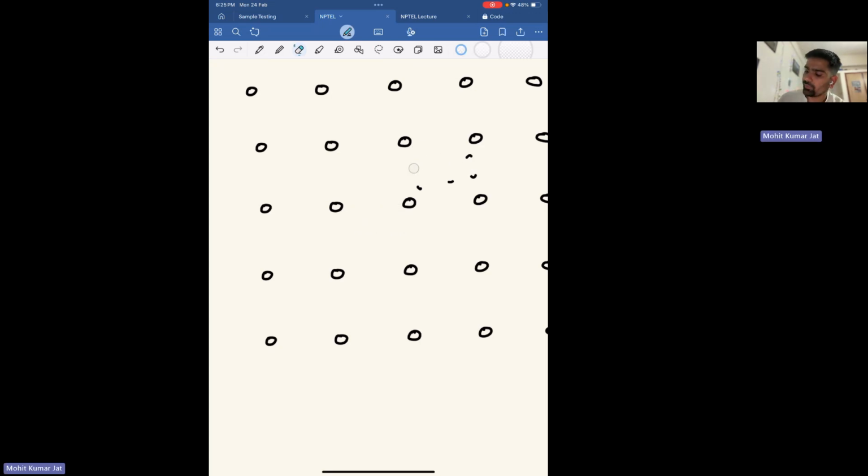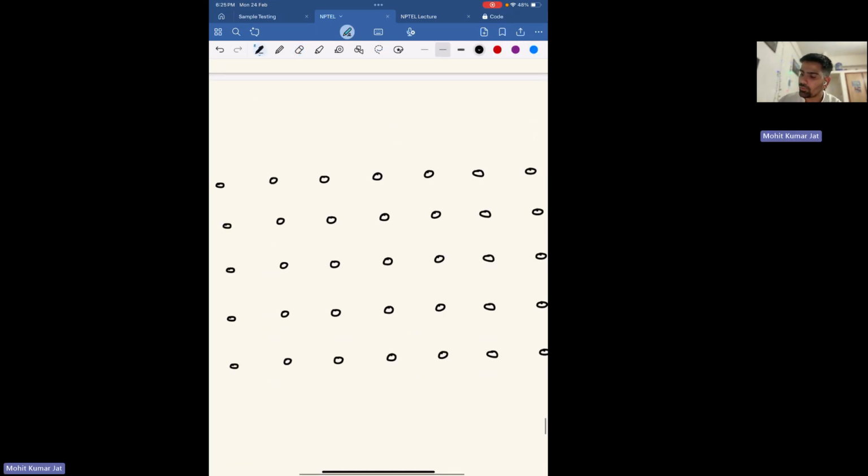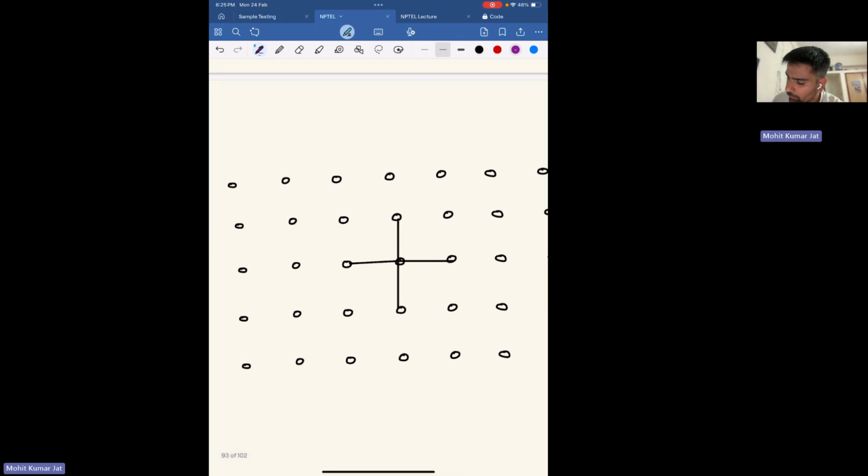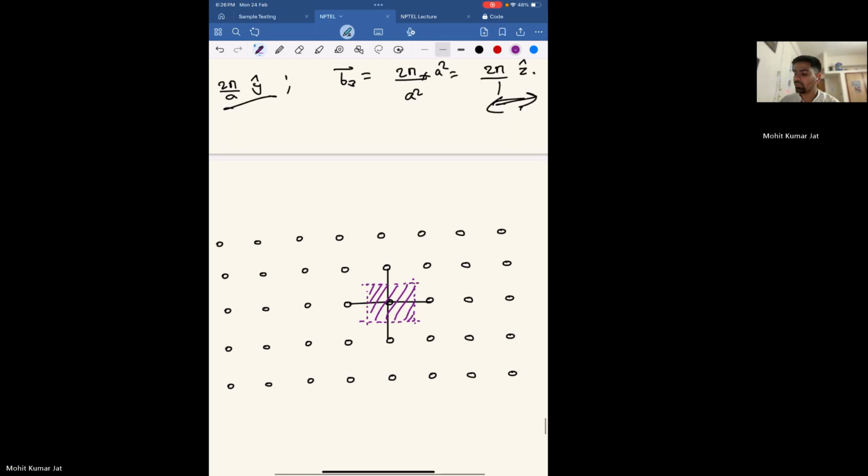So let's construct the first, second, and third Brillouin zones. How do we construct the first Brillouin zone? We join the nearest neighbors, and then we perpendicular bisect each line. This one also we bisect, this one also, and this one also. So this is my first Brillouin zone.